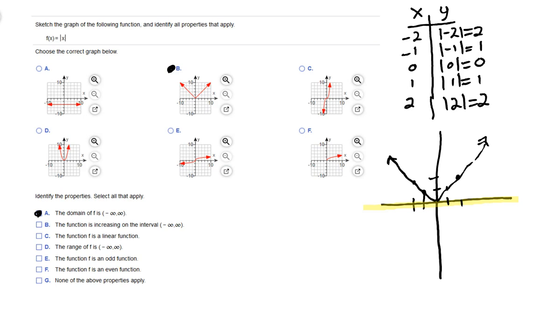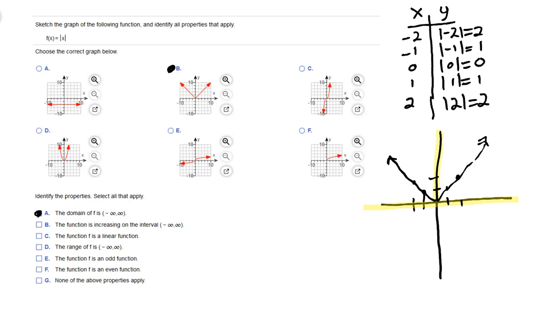The next one says the range of f is negative infinity to infinity. And looking at this picture, I have y values that are only positive. I don't have any negative y values. There's no piece of the graph down here. So I'm not going to select that property that says the range is from negative infinity to infinity. The next statement says the function is an odd function.